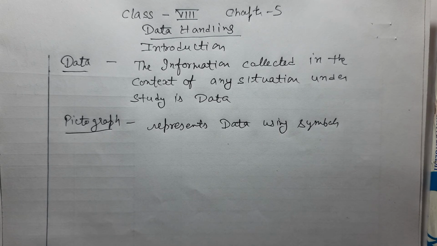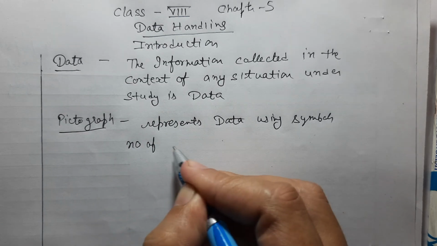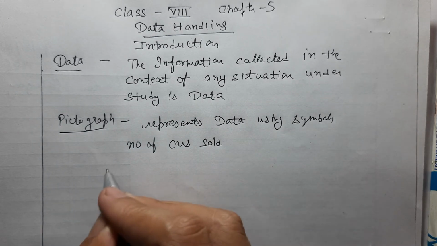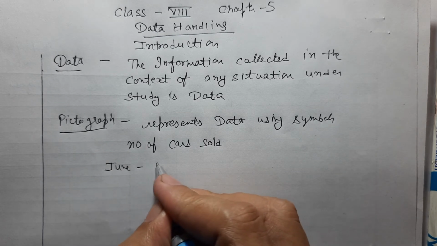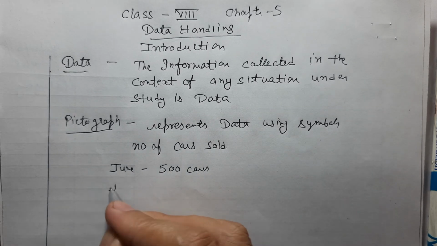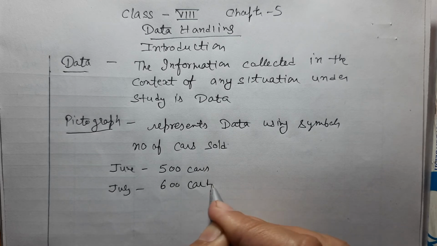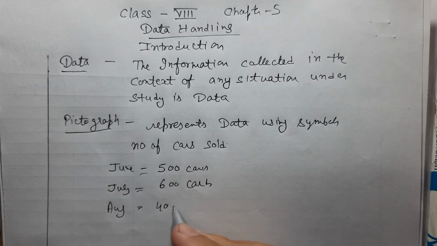For example, if you have to show any data regarding the number of cars sold in a particular month, for example in June, if 500 cars are sold, in July 600 cars sold, and in August we have 400 cars sold.